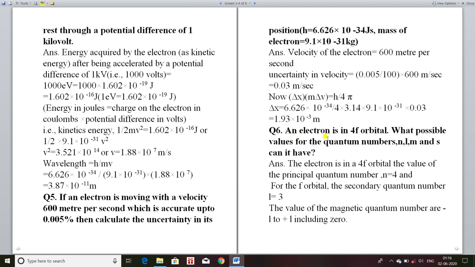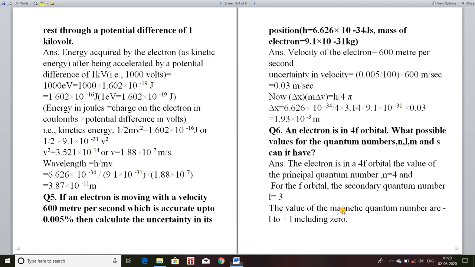Question number 6. An electron is in 4f orbital. What possible values for the quantum numbers n, l, m and s can it have? So here value of n is equal to 4 and as it is 4f, for f orbital the secondary quantum number l is equal to 3. Now values of magnetic quantum number are +l to −l including 0.